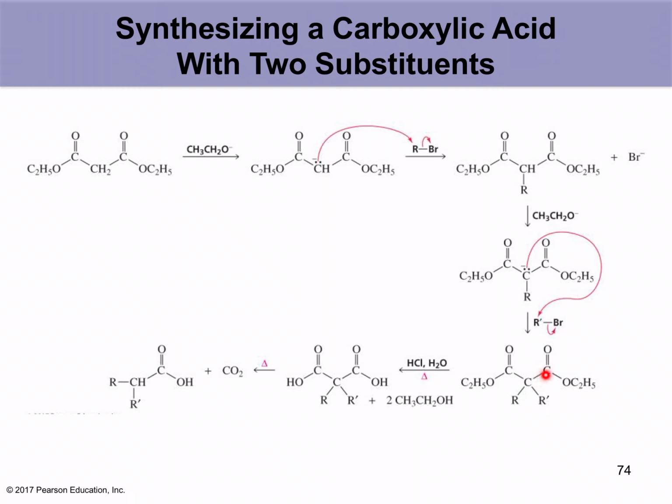Okay, what's the next step? You add hydrochloric acid and water to do what? To hydrolyze the ester to give you two acid groups. And when you heat it, from the mechanism that we know right now, the carbon dioxide molecule is lost. So you lose carbon dioxide and you get the acid: there are two alkyl groups, R and R prime, on this carbon, and then the carboxylic acid. Okay, so this is how you're going to be synthesizing a carboxylic acid with two substituents.